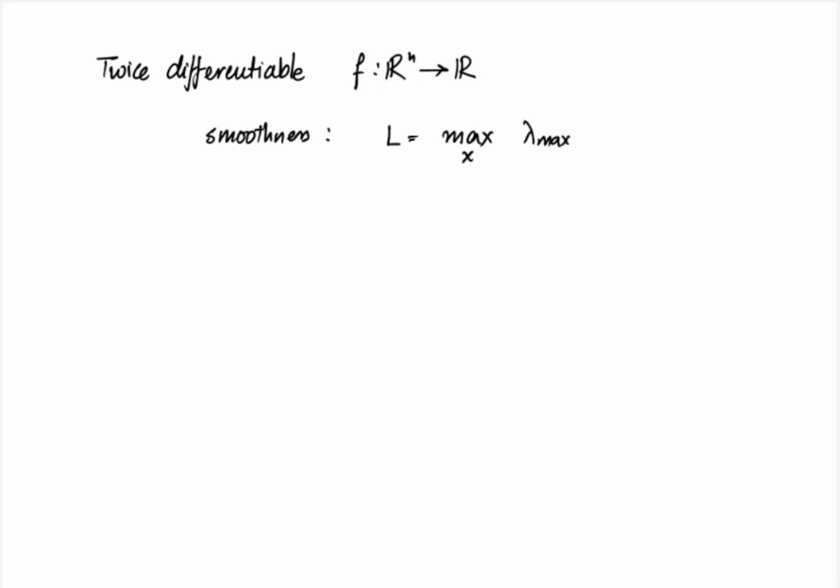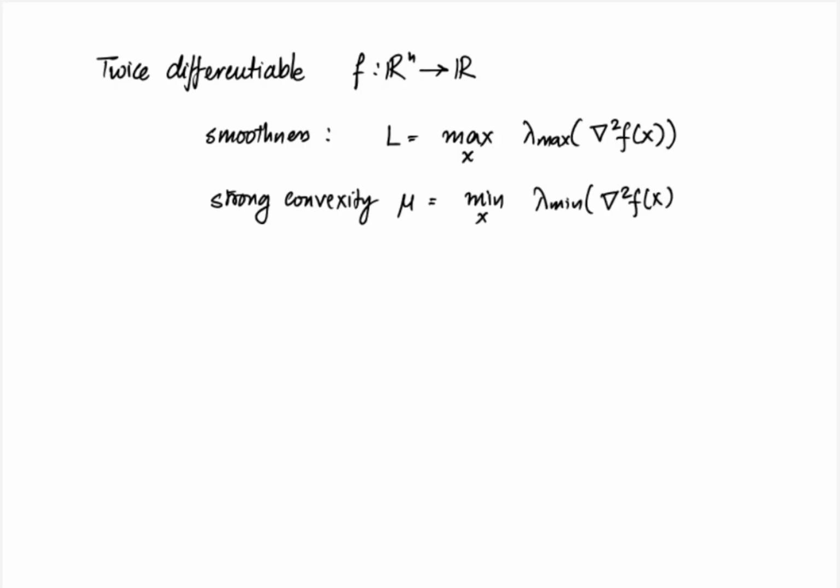Let us consider a twice differentiable function in Rn that takes real values, and let us consider the L2 norm. For such a function, recall that the smoothness parameter L is equal to max over x of the largest eigenvalue of the Hessian. Likewise, the strong convexity parameter mu is the minimum over x of the smallest eigenvalue of the Hessian. In general, it holds that L is greater than or equal to mu. Further, the condition number of f is defined as kappa equal to L by mu and is always greater than or equal to 1.